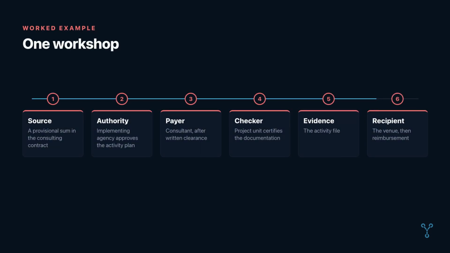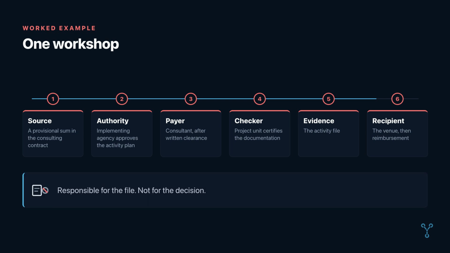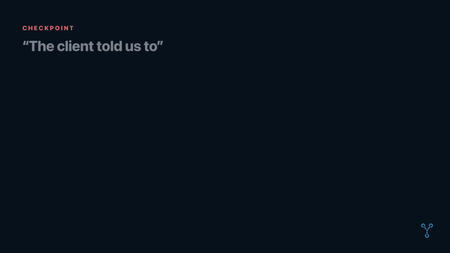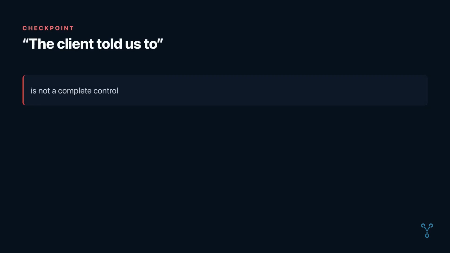For example, a workshop may be funded from a provisional sum in the consulting contract, but the implementing agency may need to approve the activity plan. The consultant may only be allowed to procure the venue after written clearance, and the project unit may need to certify the documentation before reimbursement. The consultant can be responsible for organizing the file without being the person authorized to approve every decision. That is why "the client told us to do it" is not a complete control. Ask, who is authorized, what did they approve, and where is that approval recorded?